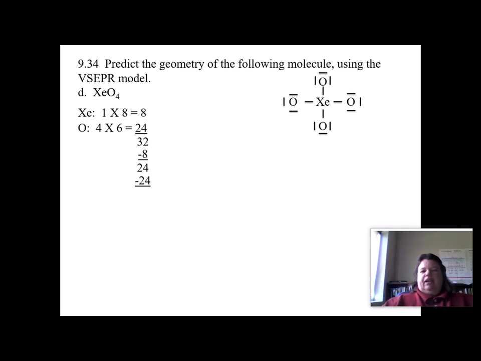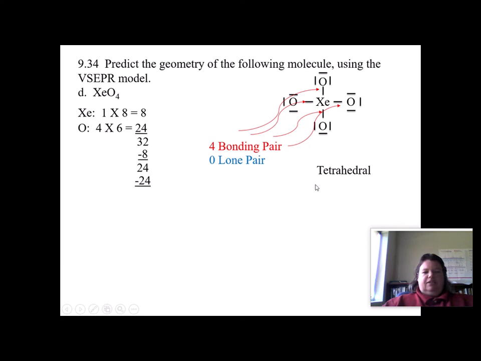Now I need to look at the geometry. I've got 4 outside atoms, or 4 bonding pairs, and I have 0 lone pairs. There's nothing on the xenon by itself. And so that is tetrahedral. There's really no way but to tell you to memorize this, unless you're really good. There are cases where, if you can be really good at picturing them in your head, you can do that.